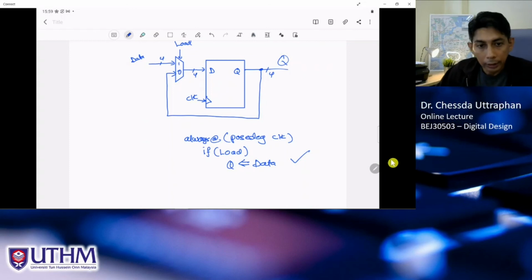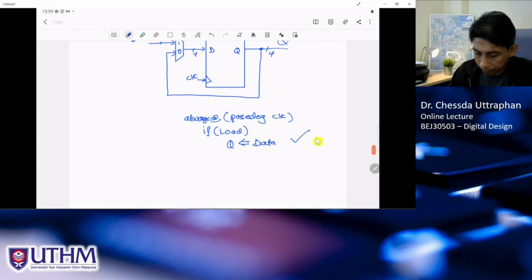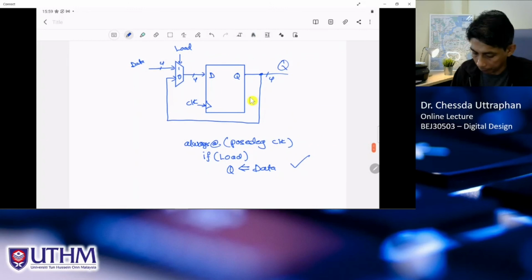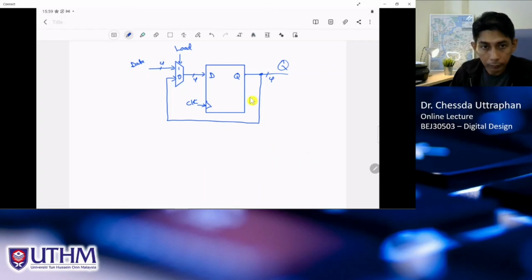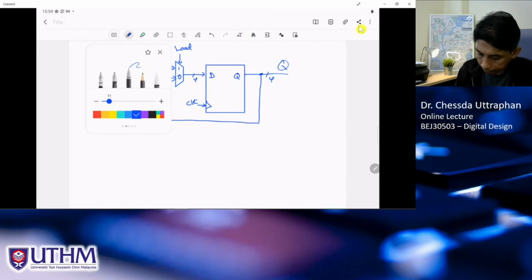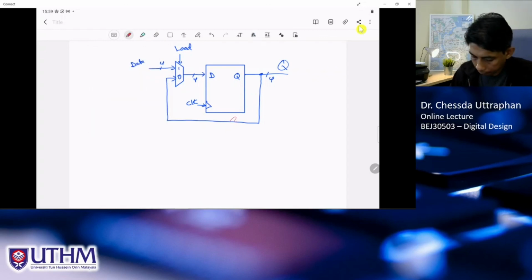Now let's see if we have another signal. We call it a reset signal. It means that we can reset this register to 0 anytime when we want. So we add another signal, we call it reset, and this is active high in this case.